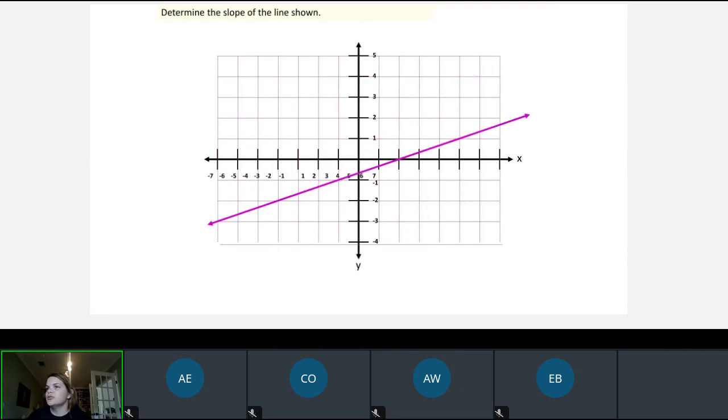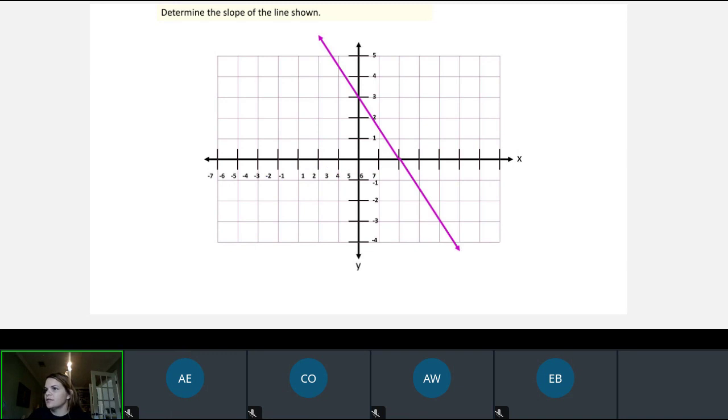Okay, so let's try another one. The first pretty point we're going to use is right here. And then let's go to this one. Okay, so I'm going to count how many do I go up. I went up 1, and to the right, 1, 2, 3. So my slope is going to be positive 1/3.